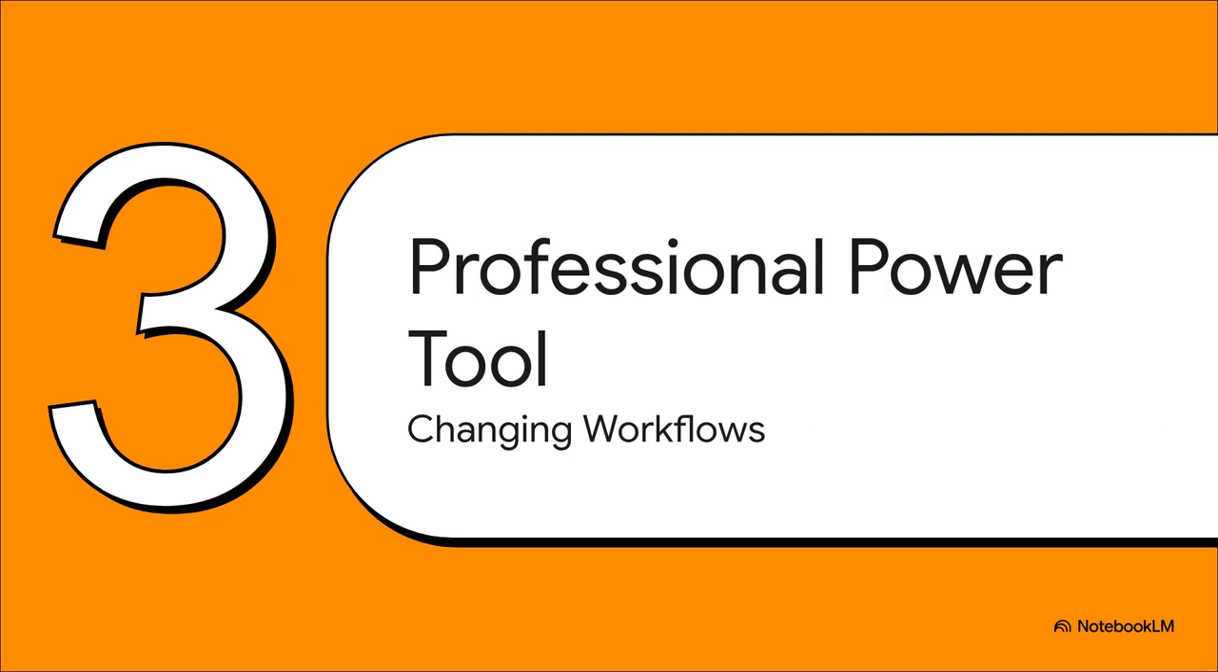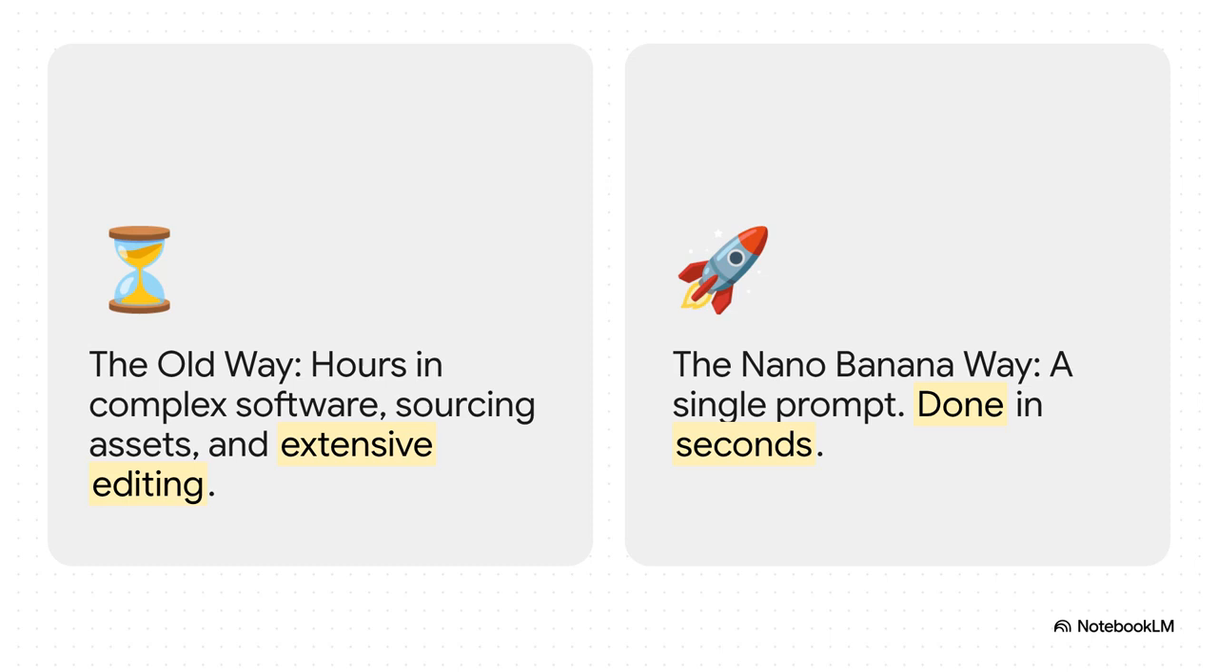Let's look at how this becomes an absolute monster of a power tool for professionals, completely shaking up creative workflows. The real game changer here is speed. Think about it. The old way of making a product mock-up could take hours of tedious, painful work in some complicated software. The new way? You upload 2 pictures and type, put the smartphone into the hand. And what you get is a perfect, totally realistic composite image in seconds.